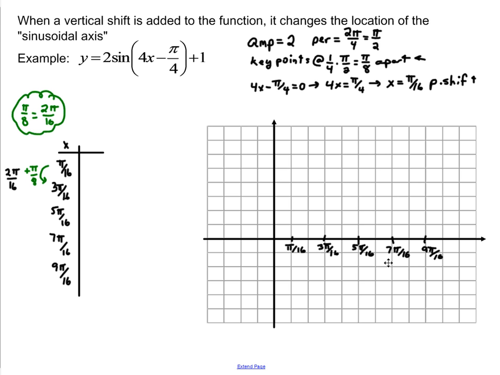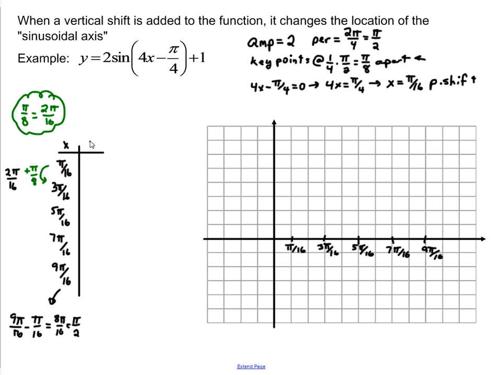And I can always check to see whether or not this fits my idea of the period, because the difference between the end at 9 pi over 16 minus the starting point at pi over 16 should give me pi over 2, which is equal to my period if I've done it right. Well, 9 pi over 16 minus pi over 16 is 8 pi over 16. And sure enough, that reduces to give me pi over 2, my period. So it looks like I've done that part correctly.